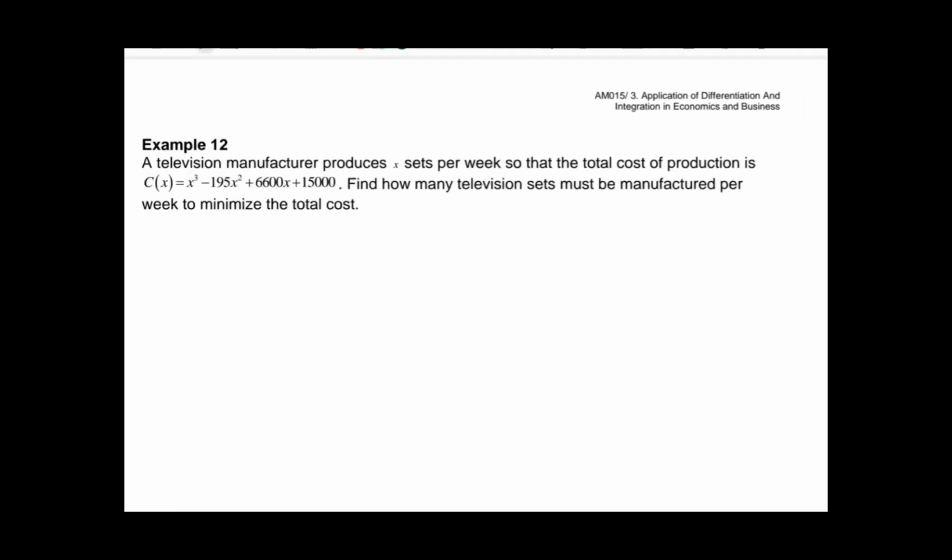Now let us look at example number 12. A television manufacturer produces X sets per week so that the total cost of production is C of X equal to X cubed minus 195X squared plus 6,600X plus 15,000. Find how many television sets must be manufactured per week to minimize the total cost. So in this case, we want to minimize the total cost. We are given the cost function C of X equal to X cubed minus 195X squared plus 6,600X plus 15,000.